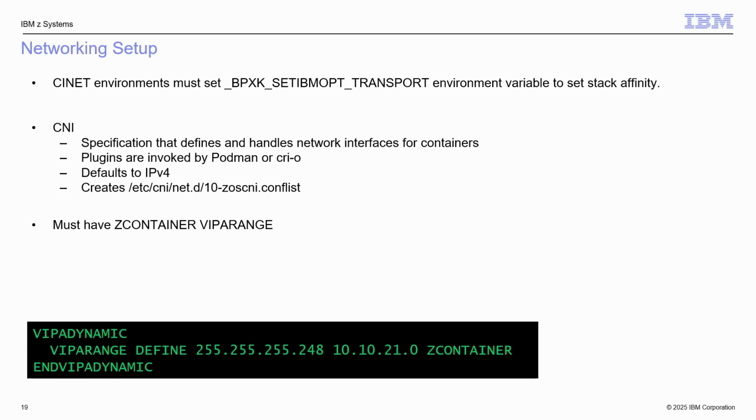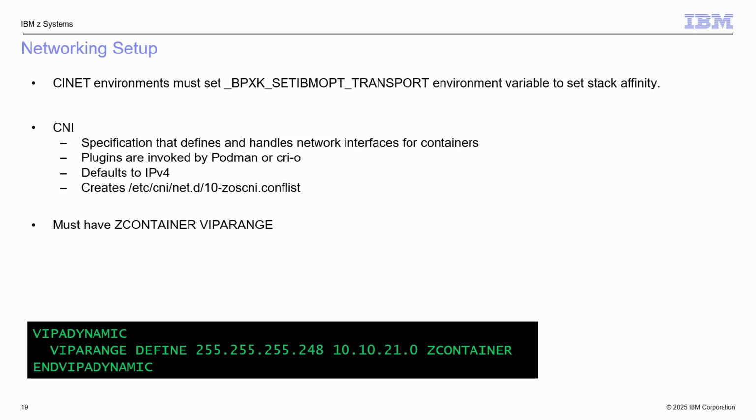The CNI supports both IPv4 and IPv6. However, it defaults to use IPv4, and it can only be IPv4 or IPv6. It cannot be both. Kubernetes is recommended to be IPv4. However, Podman can be one or the other.